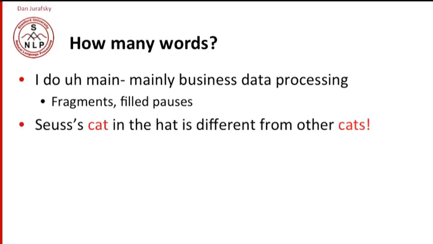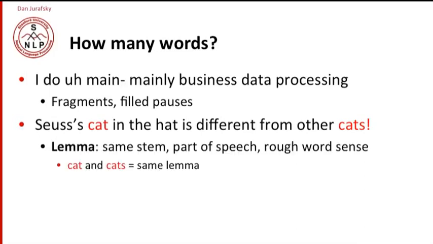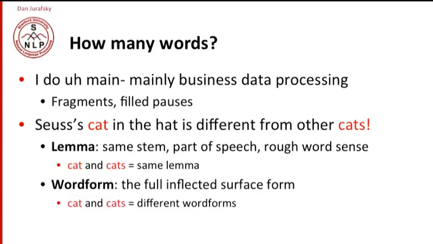We talked about the cat and the hat. So we define the term lemma. Two words are the same lemma if they have the same stem, the same part of speech, and roughly the same word sense. So cat and cats are both nouns. They have similar meanings. We say that cat and cats are the same lemma, so they're the same word in that sense. We define the term word form to mean the full inflected surface form. So cat and cats, by that definition of word, are different words. They're different word forms. So we're going to use different definitions depending on our goals.